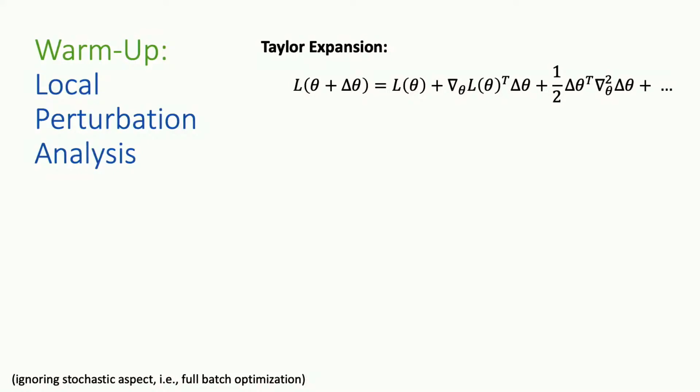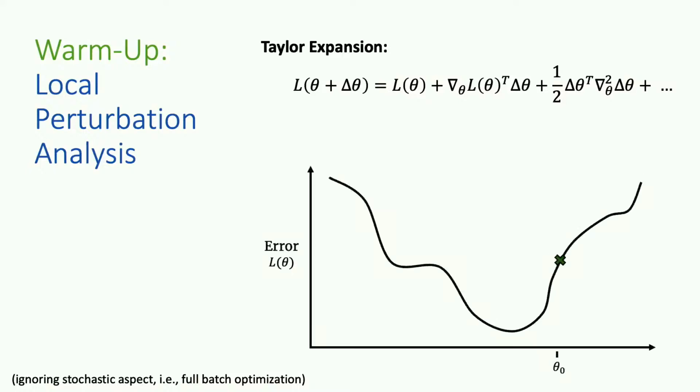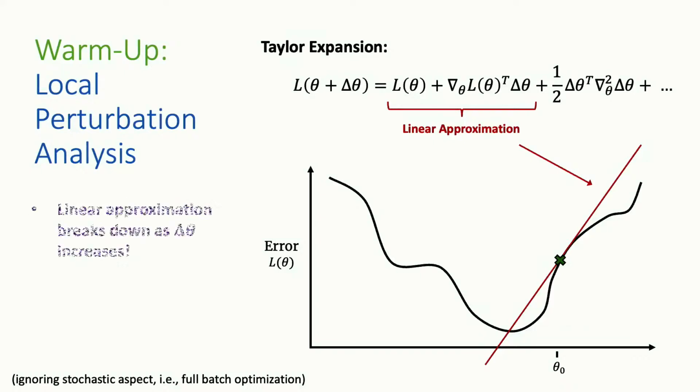So, a warm up just so we're all on the same page. We're going to go back to first-year calculus and talk about the Taylor expansion. You have your loss function, you have your theta, and you have a perturbation to theta, your weight vector, your parameters. The Taylor expansion writes things out in this form. If we look at the first two terms, it's centered around the loss function at the parameter theta plus this linear approximation. You can write out this linear approximation as a tangent line to the point that you're at on the loss function.